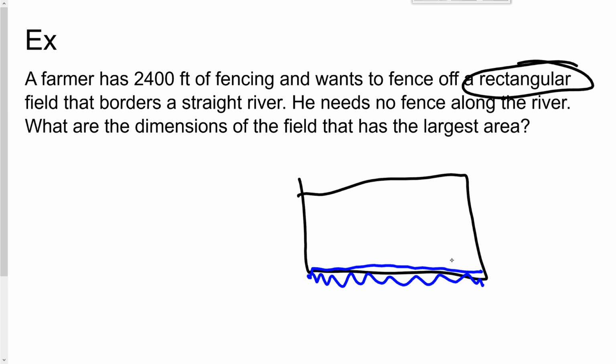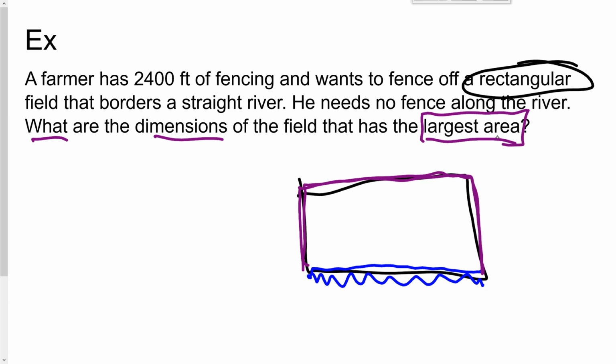So that's kind of what I mean by understand the problem. Understand what's going on in the scenario. Not necessarily how to do it, but understand what the problem is asking. So we need fencing, but not along the river. Here's where we need fencing, so all this is going to make up that 2,400 feet of fencing. And we want to know what are the dimensions of the field that gets the largest area.